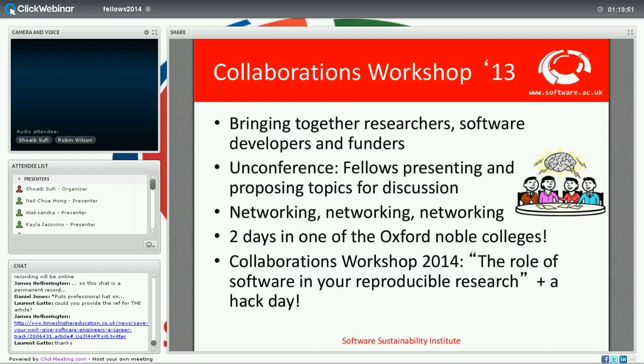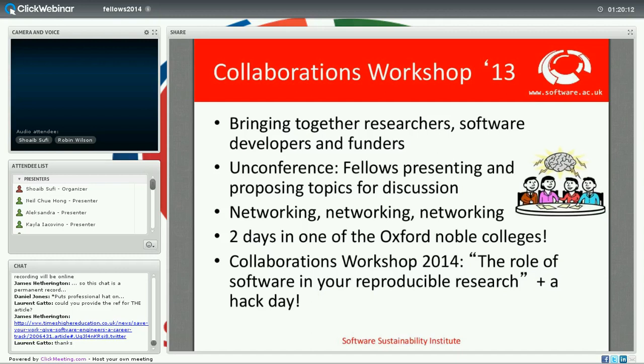And also networking opportunities for researchers to meet developers. Some people, depending on their career stage, are in the process of winning research grants and trying to expand their team and understanding how to bring software developers into their research teams to enhance their research. And also it helps software developers understand where they fit in.